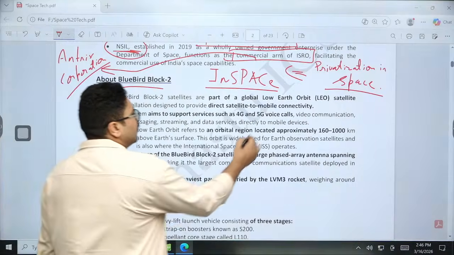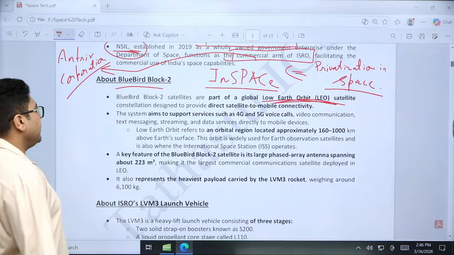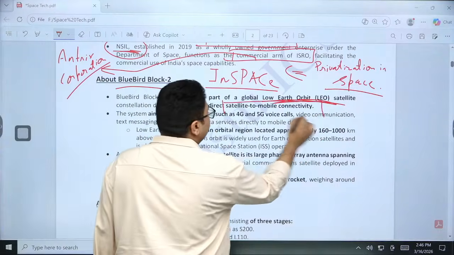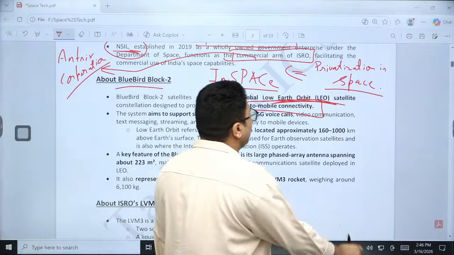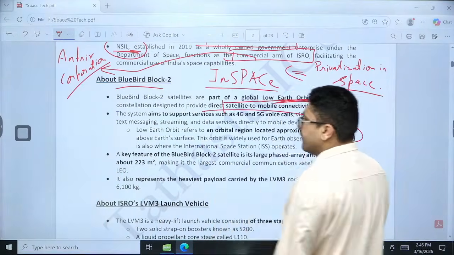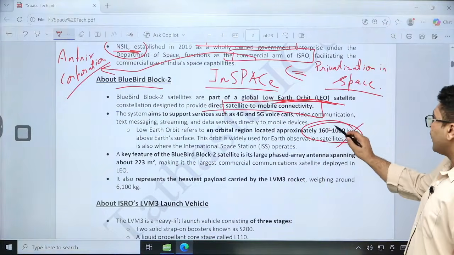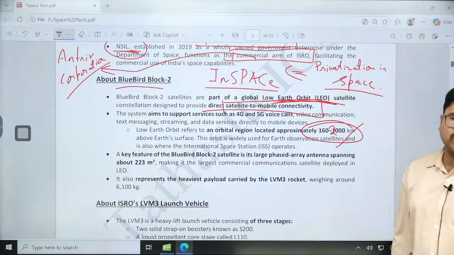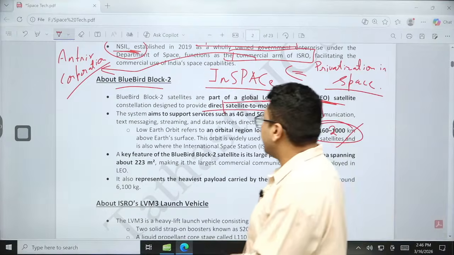It says it is a global low Earth orbit satellite, and it is responsible for direct satellite to mobile connectivity. So it is a communication satellite and it is a lower Earth orbit satellite. Lower Earth orbit satellite means that it has been situated at an altitude of less than 2000 kilometers. Any satellite placed at an altitude less than 2000 kilometers is considered to be a lower Earth orbit.